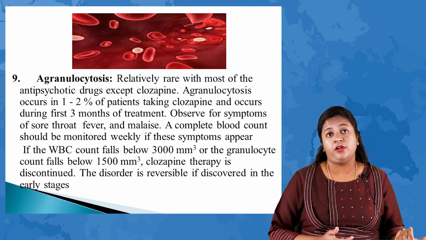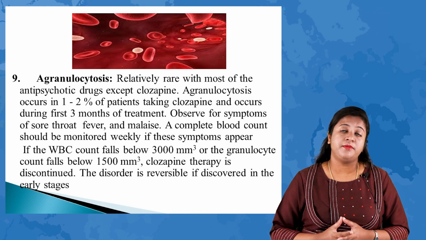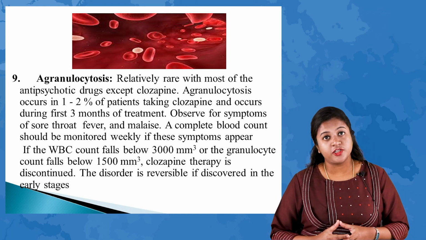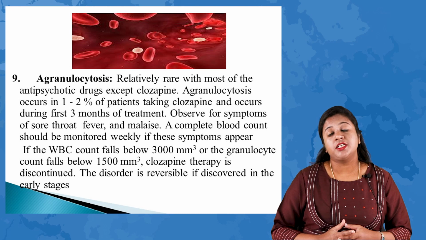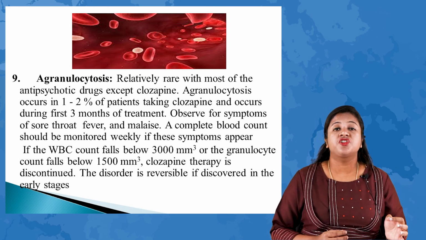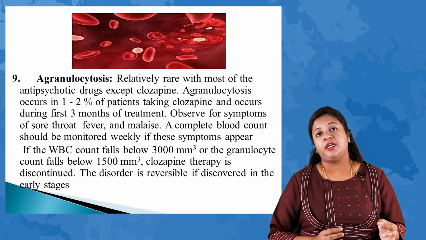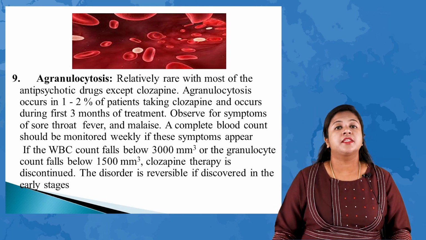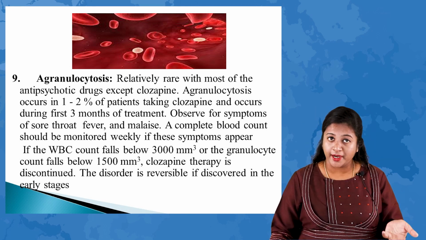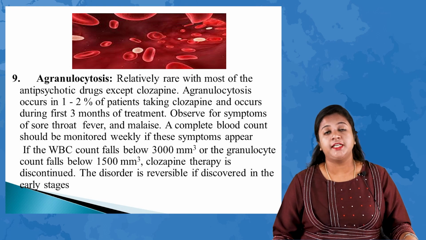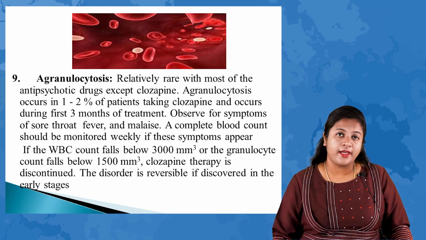If the count is falling below 3000 cubic millimeter, or the granulocyte count below 1500 cubic millimeter, immediately stop the clozapine therapy and inform the psychiatrist. If you identify agranulocytosis in the earlier stages itself, the cure can be given.